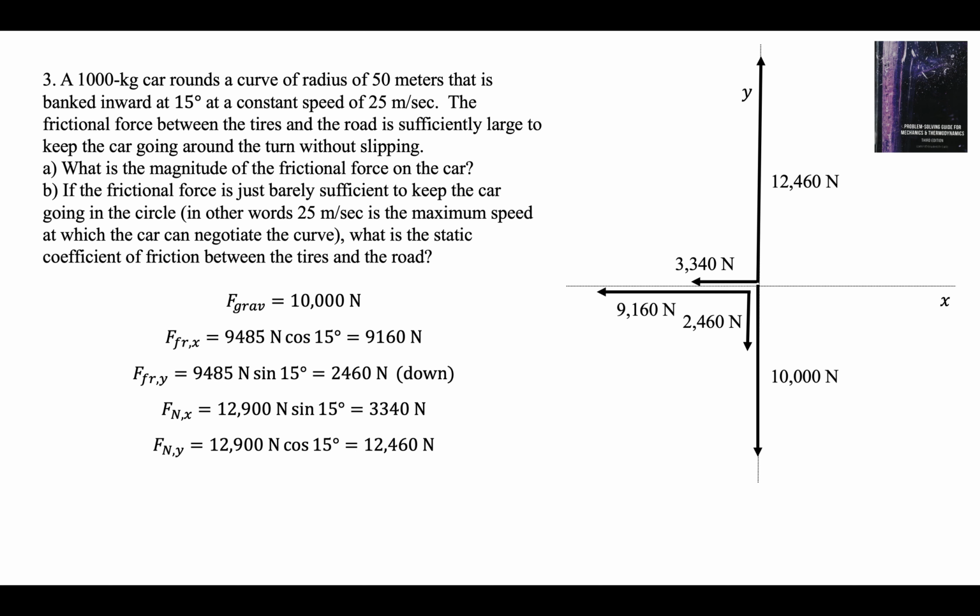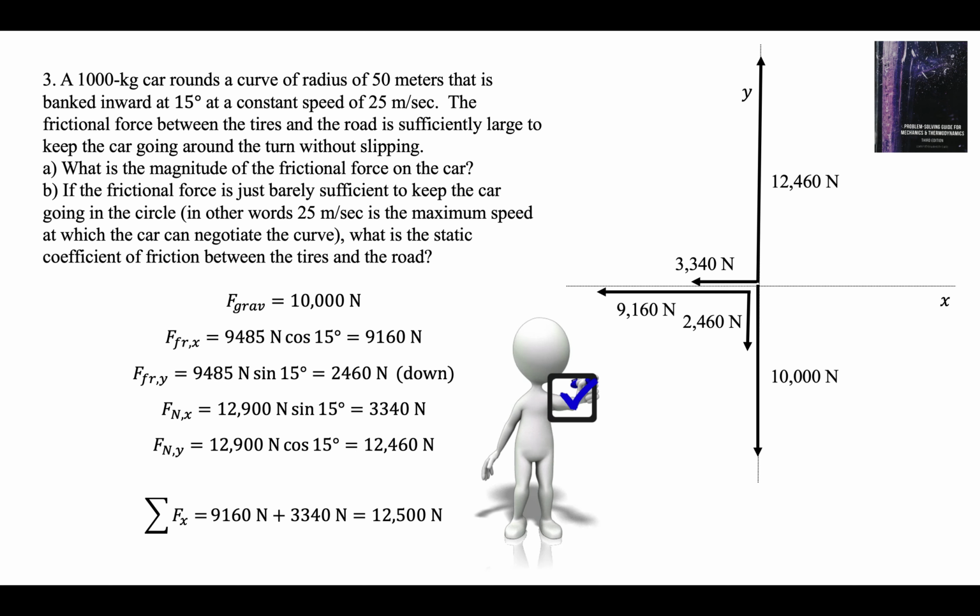So now we can think about what's going on in the y direction. We have 12,460 newtons up. Down we have 10,000 and 2,460. So that is good news. The force is balanced in the y direction. In the x direction we have 3340 and 9160. And if we sum those up, we get 12,500. And that is m a sub x. Good news.